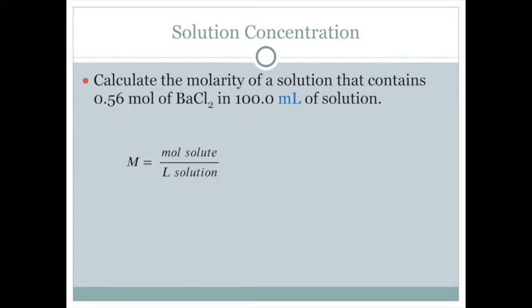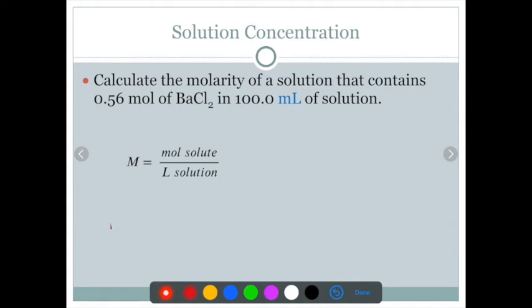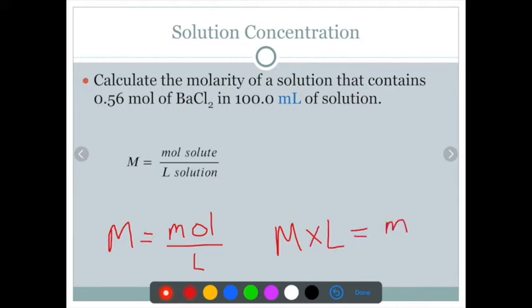So I usually like to write kind of like what we did with density. So molarity is equal to moles per liter, because that way we can rearrange it and say, okay, well, if I have molarity and liters, then I can find moles, right? Or if I have moles and concentration, molarity, then I can find liters. So we're going to be rearranging this equation as we use it throughout this chapter.